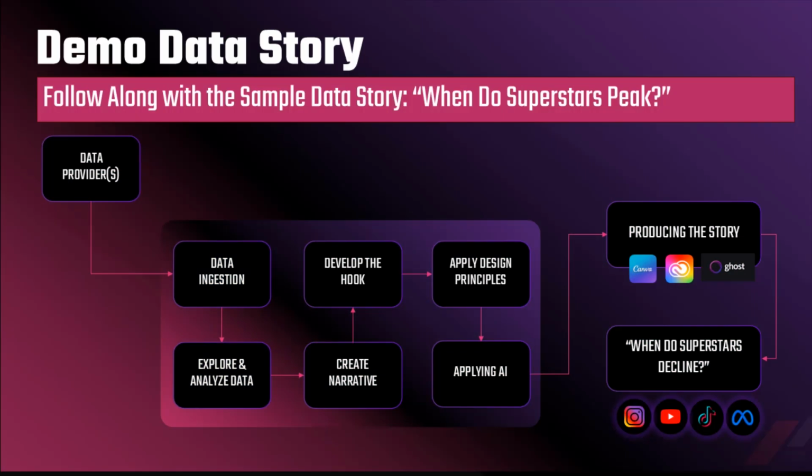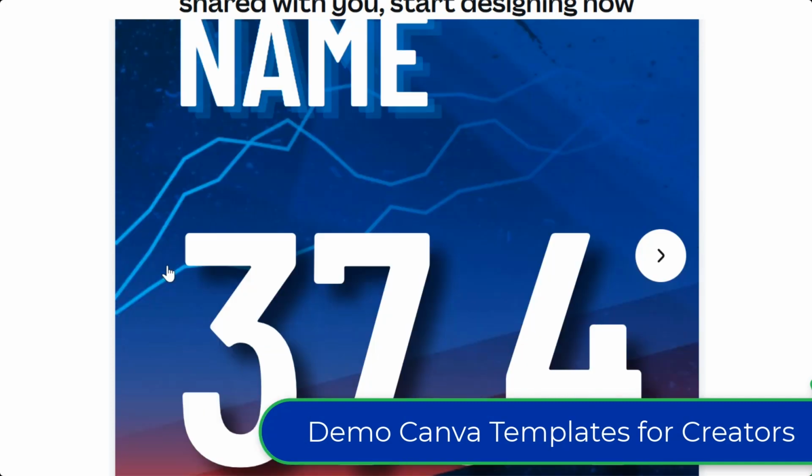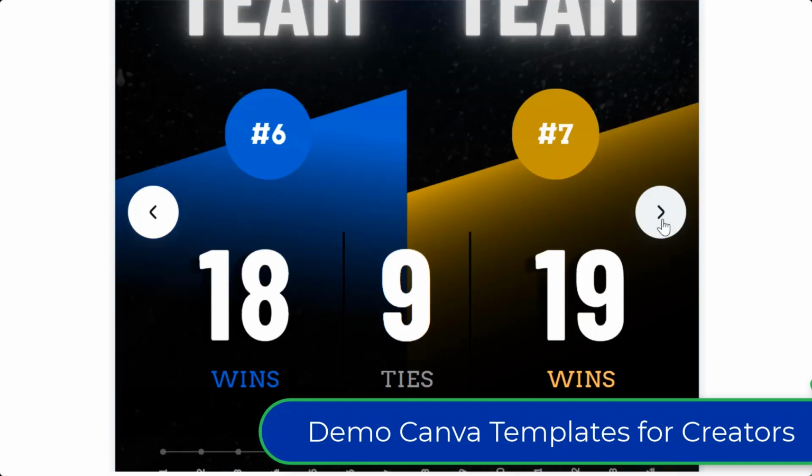To make this course more practical, we're going to introduce and progressively build out a data story. By doing this, we'll cover the data analysis, translating that analysis to a narrative, finding the hook, applying design principles to the narrative, leveraging AI, and finally producing the data story. We'll also refer to resources and templates that we're building and releasing for creators in the space, and showcase demo projects that show you the potential of what you can create.